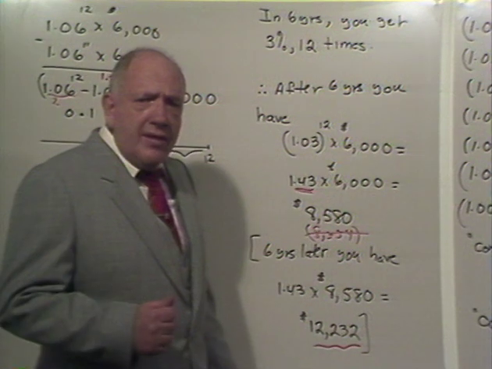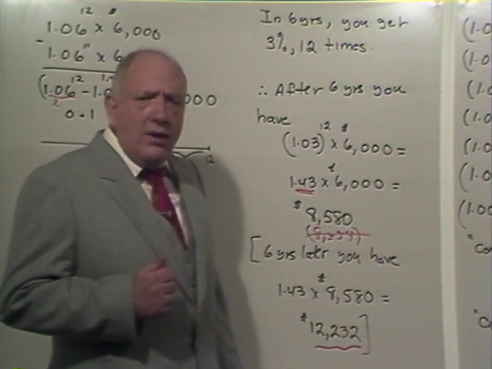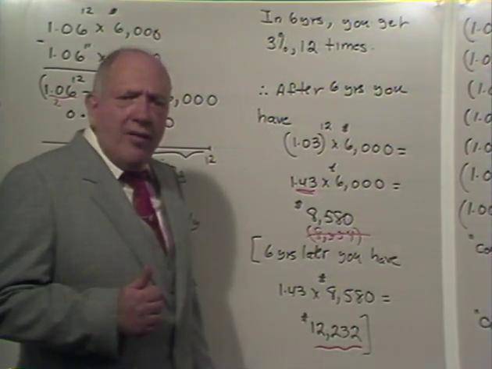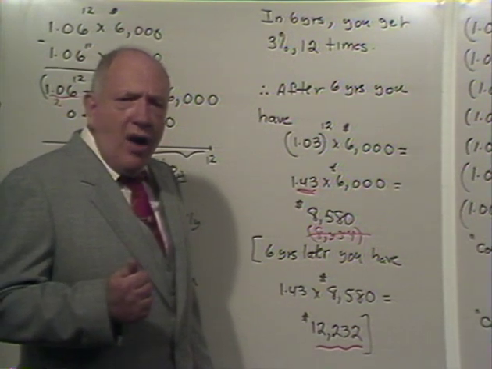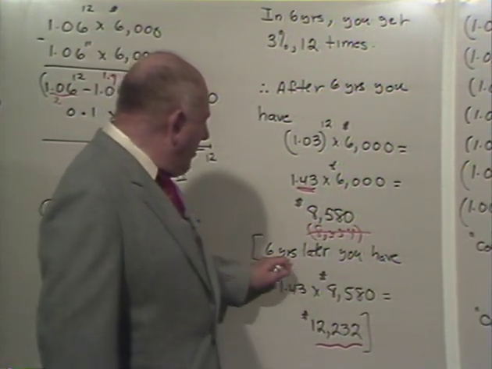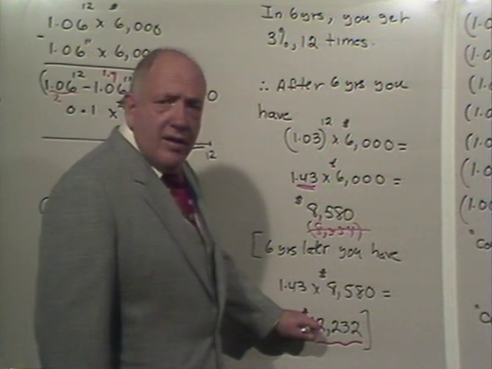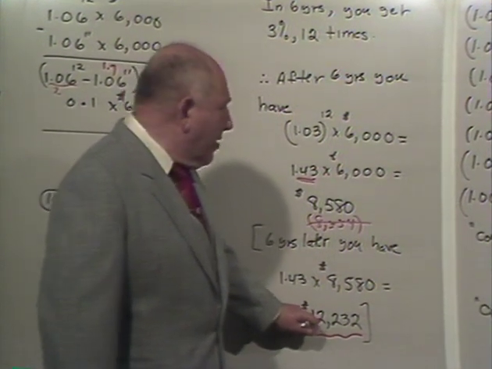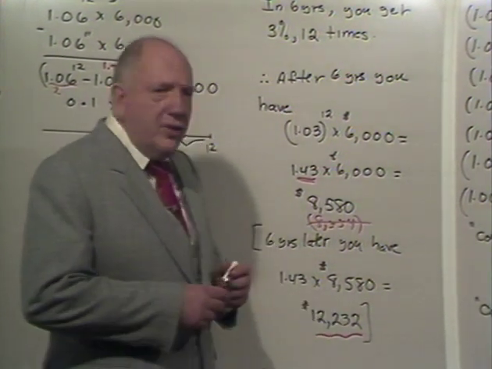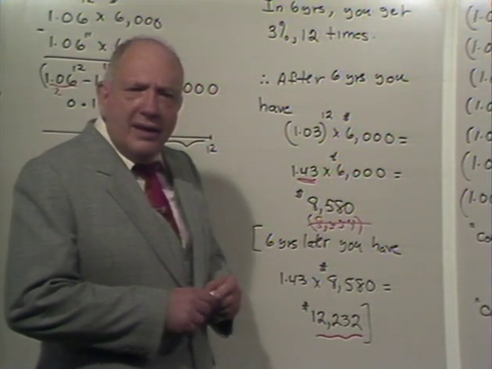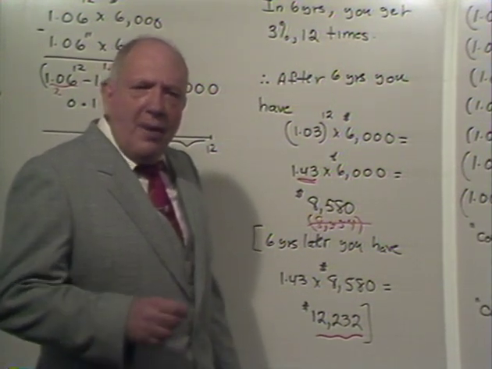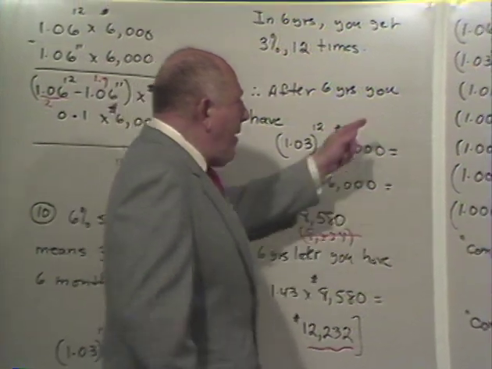And the reason I bring this up is in problem number 8, we saw that $6,000 became $12,000 in 12 years. What happens over here? In 12 years, instead of having $12,000, you have $12,232. See, you've done better at 6% compounded semi-annually. And you see, banks do this.